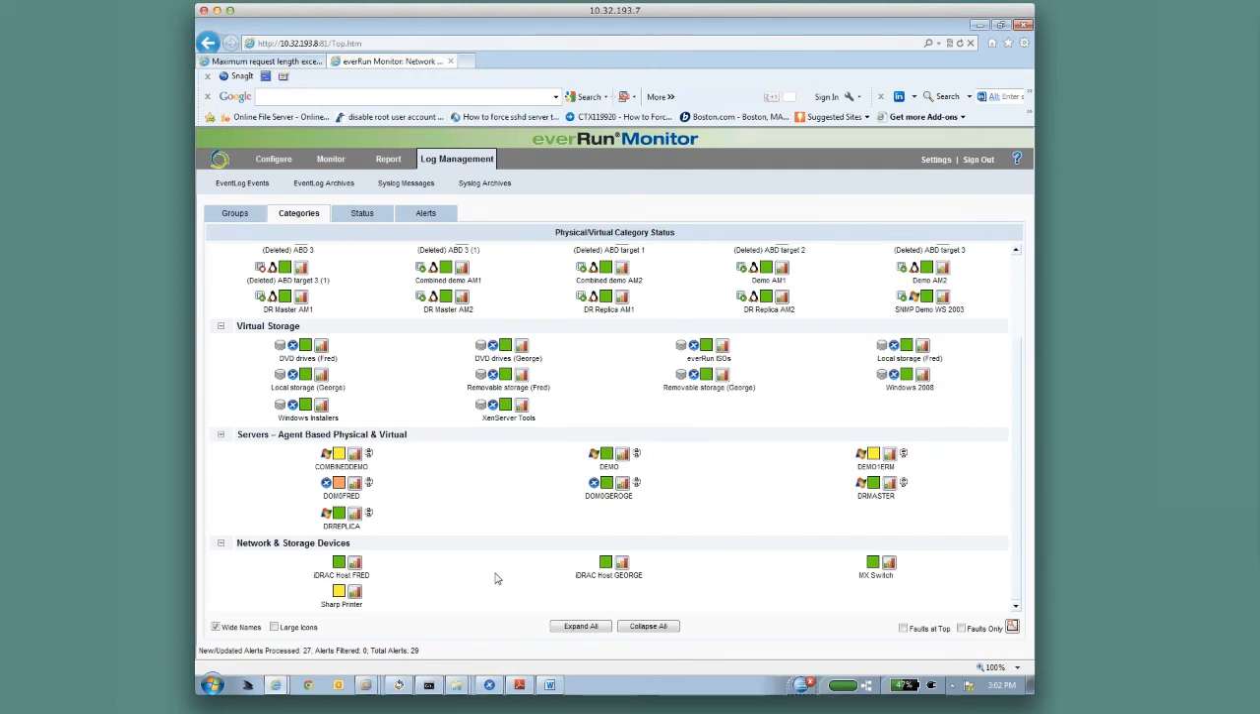And so what I'm doing here is I'm actually interrogating the iDRAC card by not only pinging its IP address, but I'm setting up everRun Monitor to periodically, in this case I believe it's every 15 minutes, actually log into the DRAC card, log into the web interface of the DRAC card, and make sure that it's still responding to web requests as well.